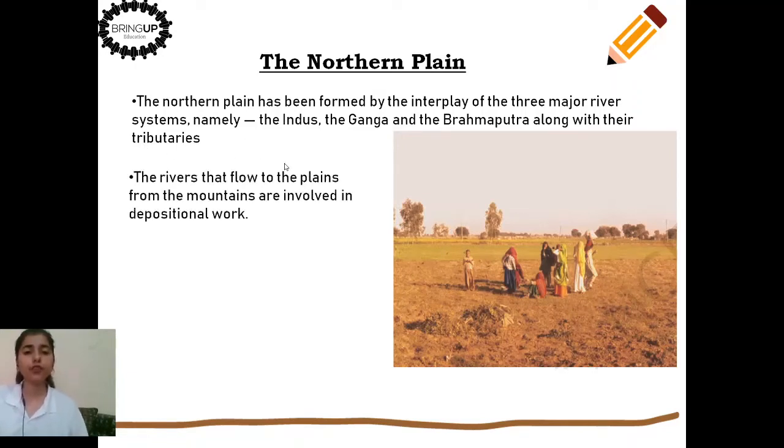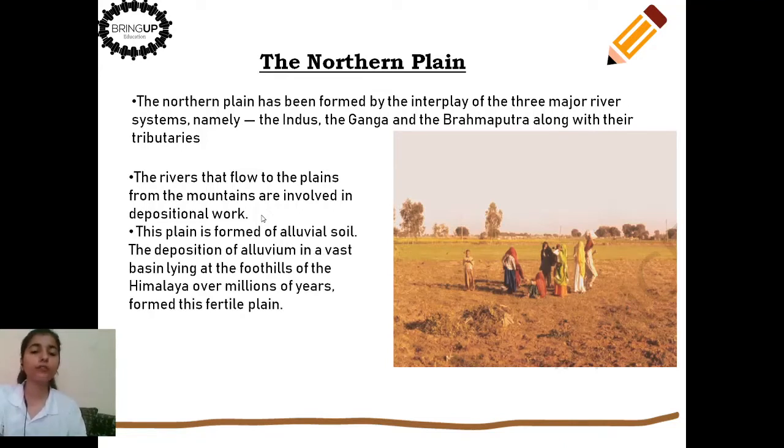The rivers that flow to the plains from the mountains are involved in depositional work. So the rivers which are coming from the north of the mountains are involved in depositional work, and this plain is formed of alluvial soil. The deposition of alluvium in a vast basin lying at the foothills of the Himalaya over millions of years formed this fertile plain. So this alluvium was brought down by the rivers from the Himalayas, thus making this plain a fertile plain.